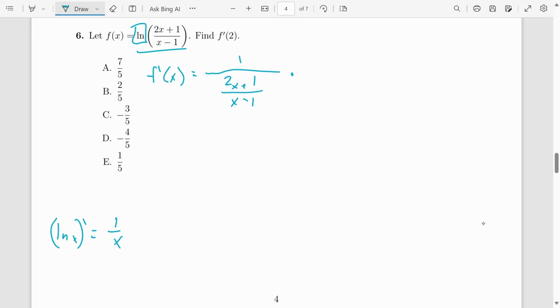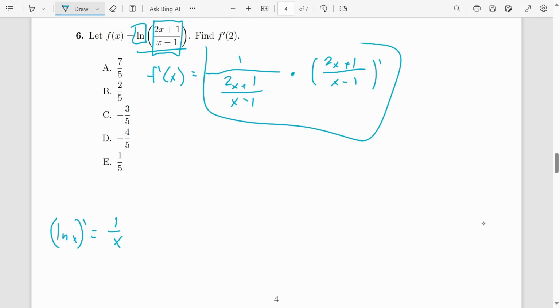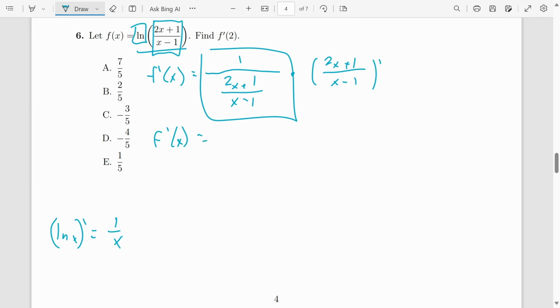We're not quite done yet, though. We have to take this one step further. Since this inside was not just an x, it's a big fraction, we have to apply the chain rule. So we have to multiply all of this by the derivative of the inside, which was (2x plus 1) all over (x minus 1). This is technically our derivative, but we have to figure out what this derivative is now. First we can condense this too. 1 over a fraction is just the reciprocal of the fraction. So this is now (x minus 1) all over (2x plus 1).